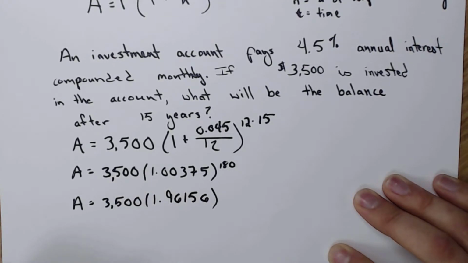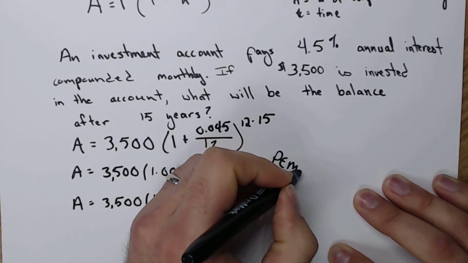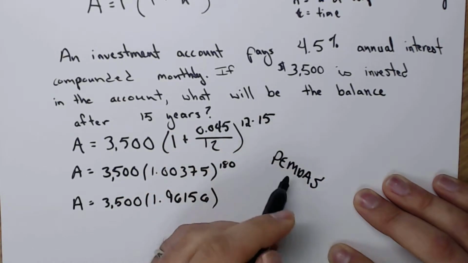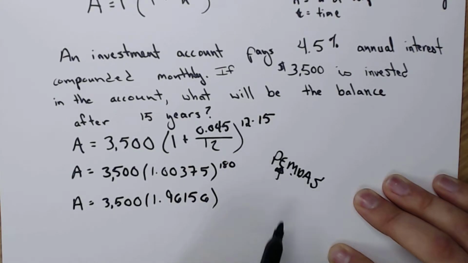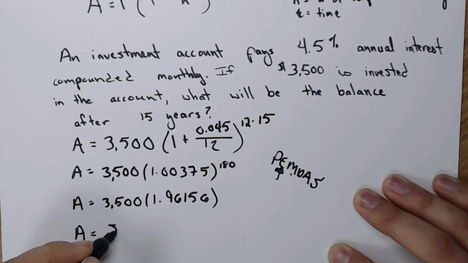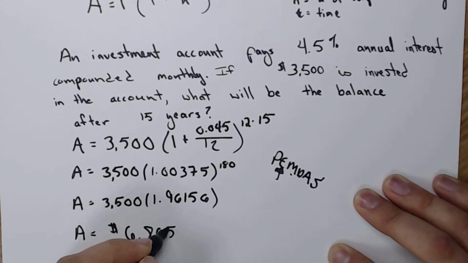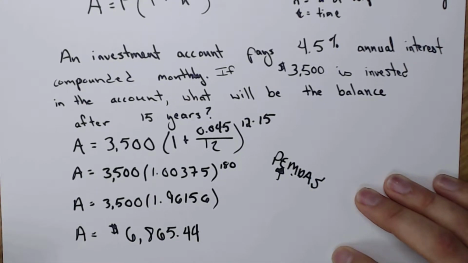1.96156. Now I can multiply these two things. Don't forget PEMDAS. We always do the exponents before we multiply. And now we know our final amount, which is $6,865.44. Awesome. So you more than doubled your money.